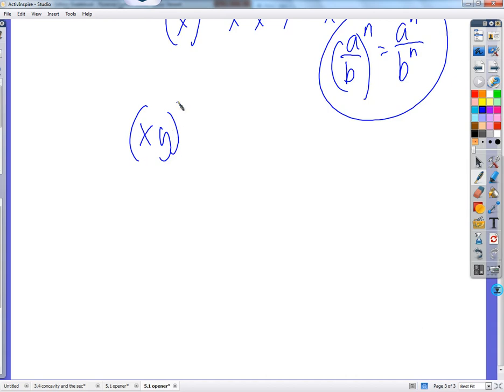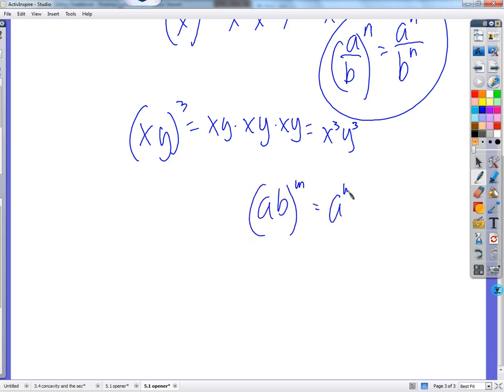Say the same thing for x times y to the third. That's just x times y times x times y, which we just multiply the x's together and get x to the third. Multiply the y's together and get y to the third. So a times b to whatever power is a to that power, times b to that power. So this one, with this one, a to the 0 is 1, negative exponents, adding exponents together, multiplying exponents together, subtracting exponents. All of these are the properties of exponents.